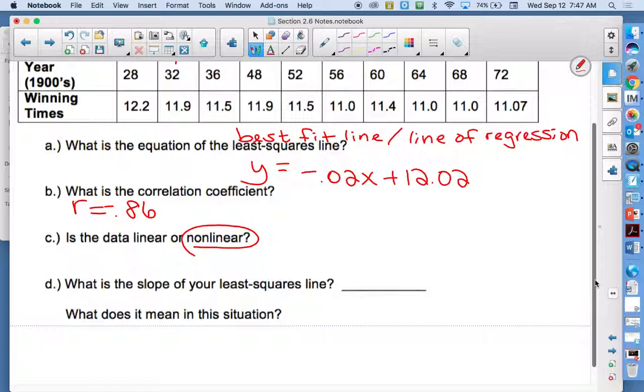And then the next couple of questions are the interpreting questions. So what is the slope? What does it mean? What is the y-intercept? What does it mean? So in this case, what is the slope? Maggie, what's the slope of this line? Negative 0.02. Can you explain what that means?